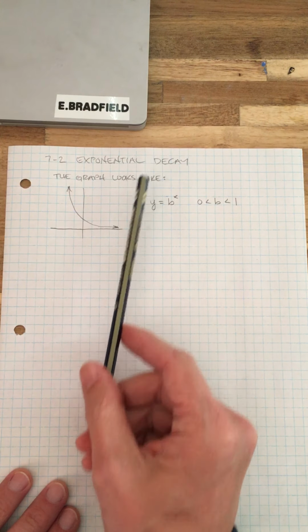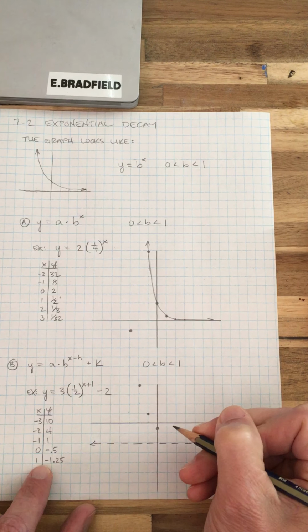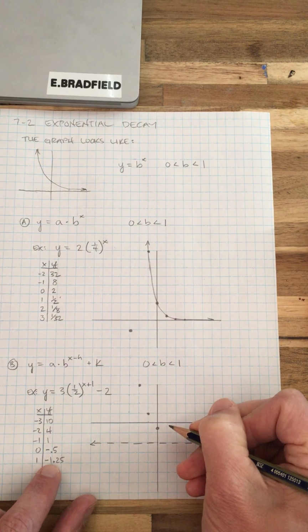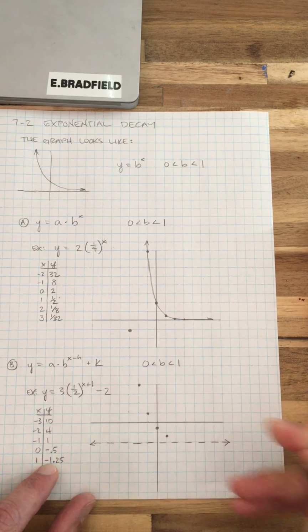All right, and now just plot the points. -3, 10, so 1, 2, 3, and up 1, 2, 3, 4, 5, 6, 7, 8, 9, 10. It's way up here. No big deal. That's fine. We can handle that. All right, -2, comma 4. So 1, 2, and up 1, 2, 3, 4. Okay, -1, 1. 0, -0.5. And 1, -1.25 is right here.